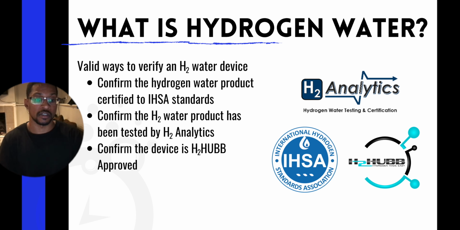The next thing would be to confirm if the hydrogen water product has been tested by H2 Analytics. H2 Analytics is a US-based laboratory for hydrogen water, and it uses gas chromatography, which is like the gold standard for measuring hydrogen gas within a solution or water. So if a company or a product has an H2 Analytics test report, then you can feel very confident that whatever is on that report about the hydrogen concentration, that product is probably going to provide those levels.